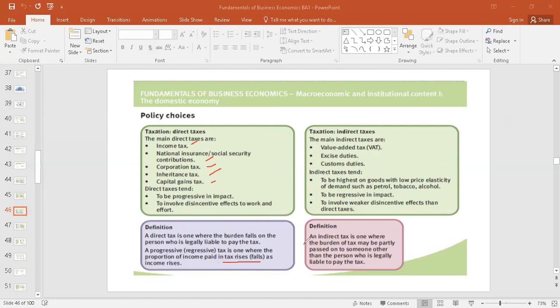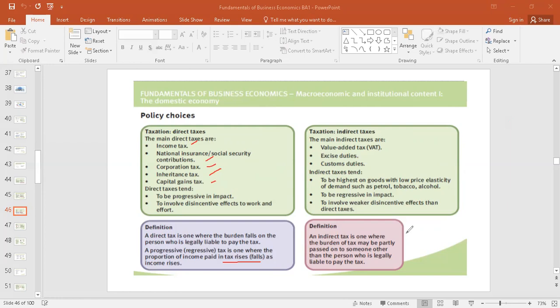efforts. What is an indirect tax? An indirect tax is one where the burden of tax may be partly passed on to someone other than the person who's liable to pay it. So when the responsibility of paying the tax is passed on to someone else, then we call that an indirect tax.